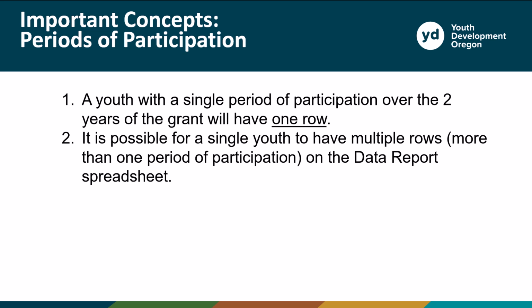Now, it's not very common in the data reporting, but it's possible for a youth to have multiple rows because they have multiple discrete periods of participation. So for example, you might be serving a youth, they move out of state for a time, and then they come back and you re-enroll them. In that case, they've already had an end date in a different quarter. So when they come back, you start a brand new row for that individual.